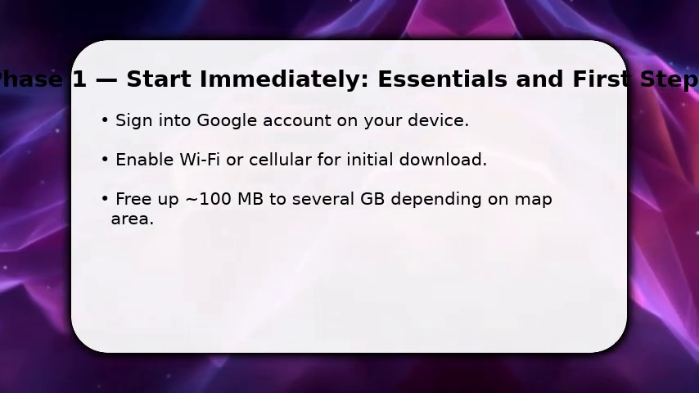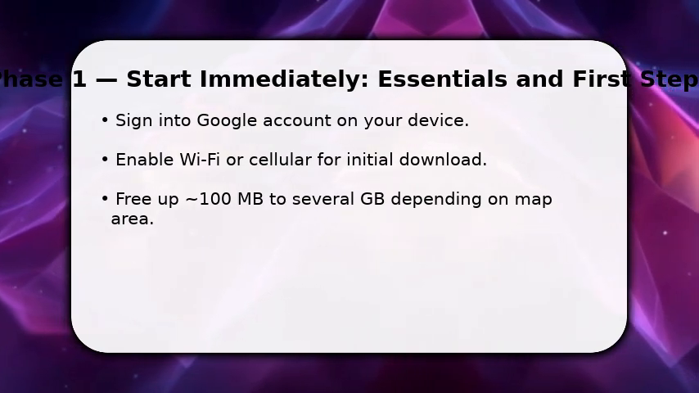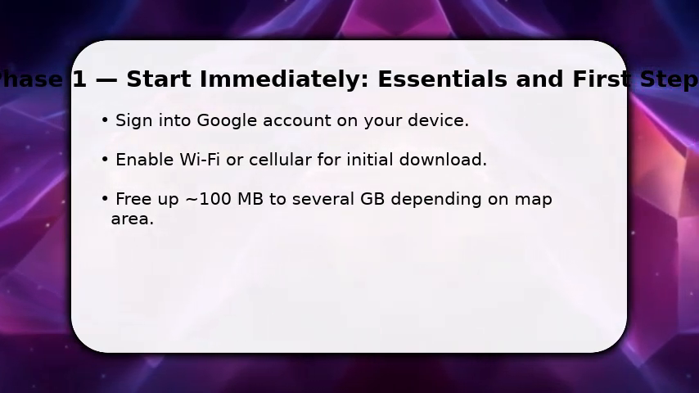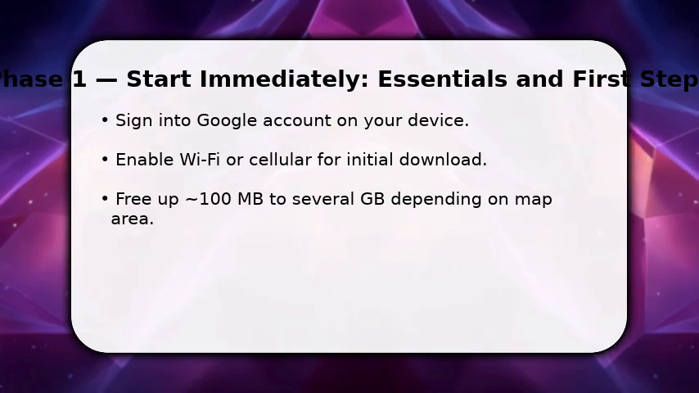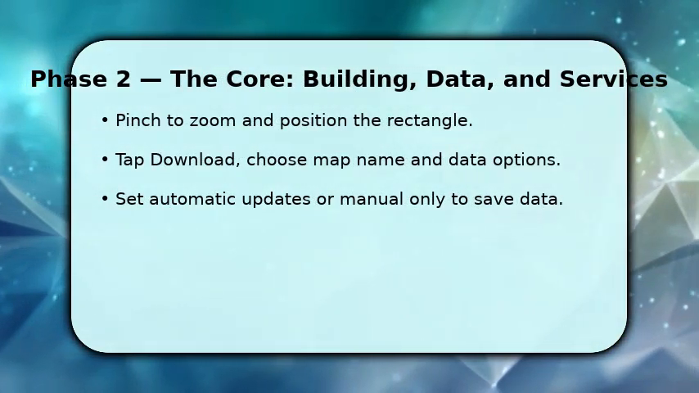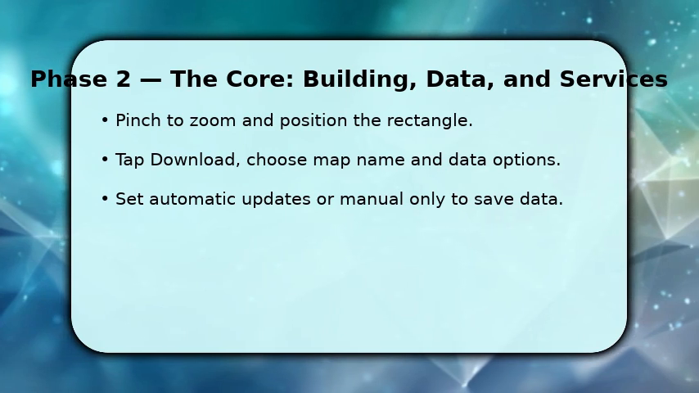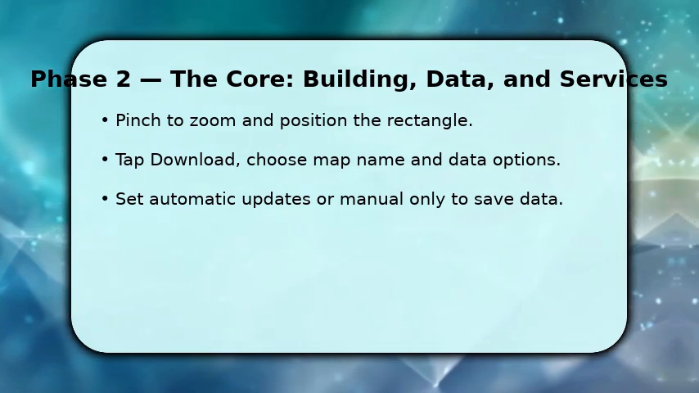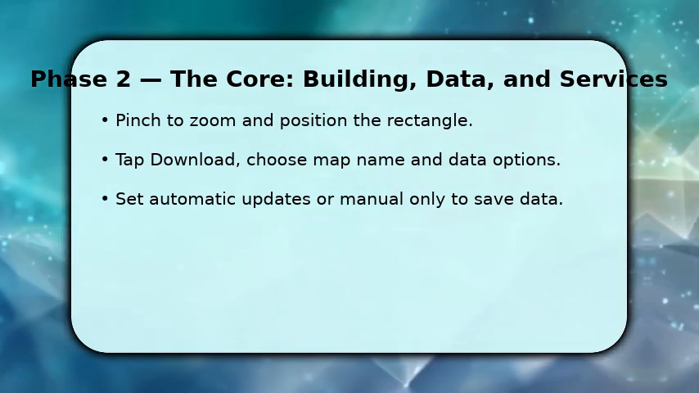Make sure your device stays online during the initial fetch. You're already saving time later. This first step sets boundaries and confirms. Now you define the exact map area and options. Pinch to zoom the rectangular selection until it covers the roads and landmarks you'll need. You can expand or shrink it for storage control.